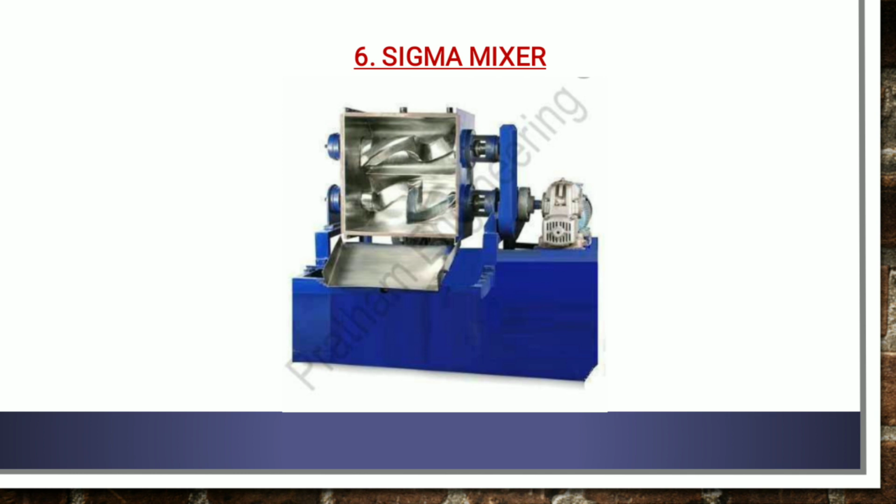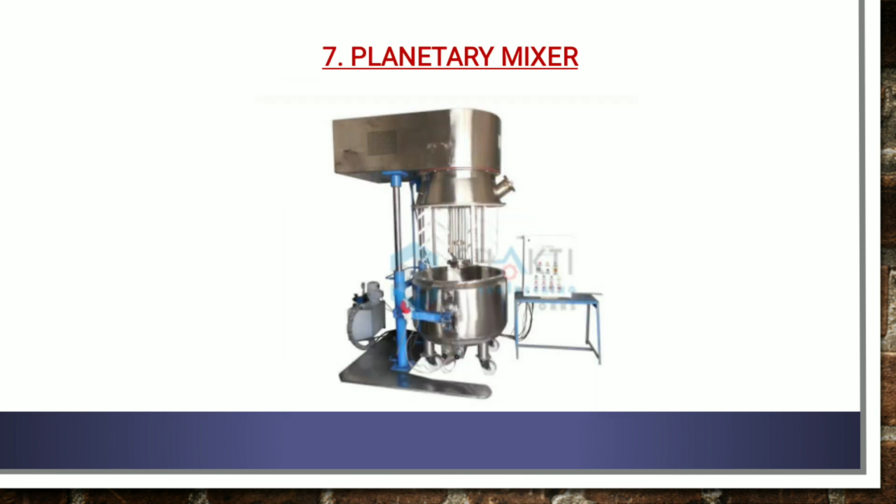The machine is tilted to facilitate emptying. Highly plastic material can be handled using this type of mixer. It is generally used for tablet granulation mass, for pill mass, and also for ointments. Then the next equipment is the planetary mixer.